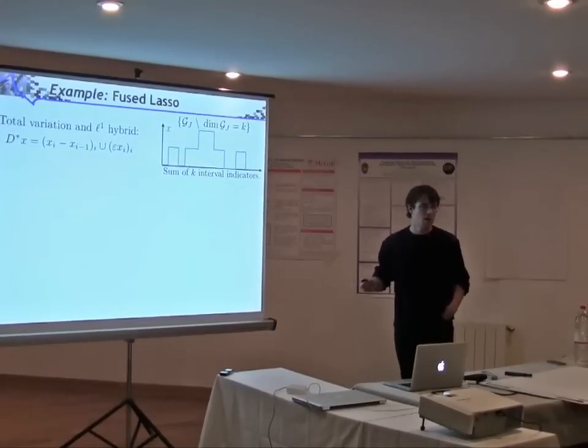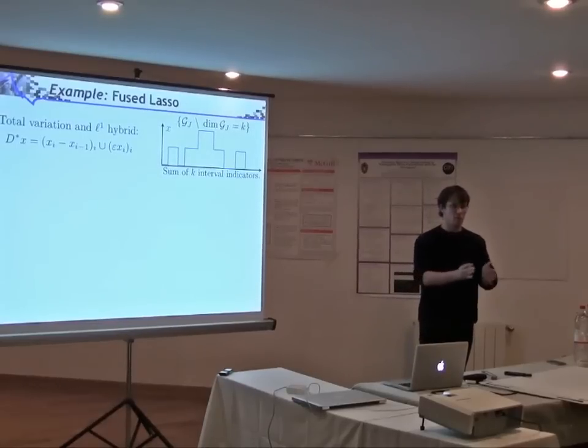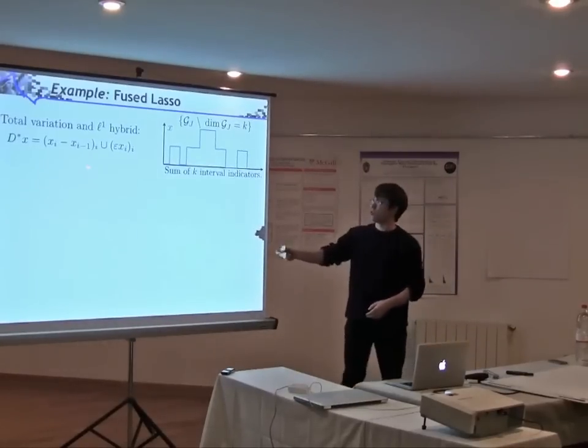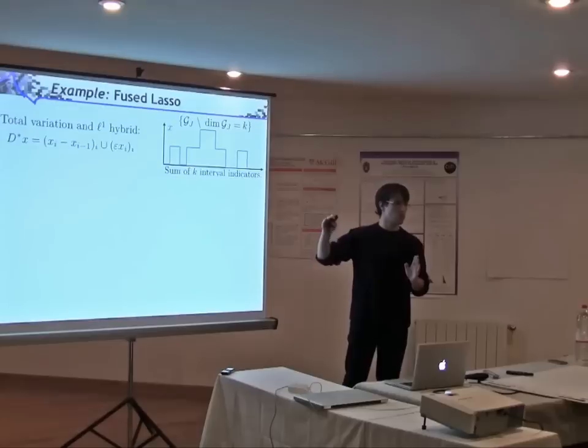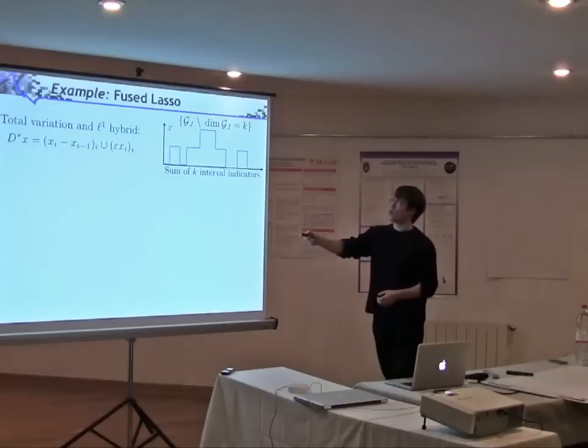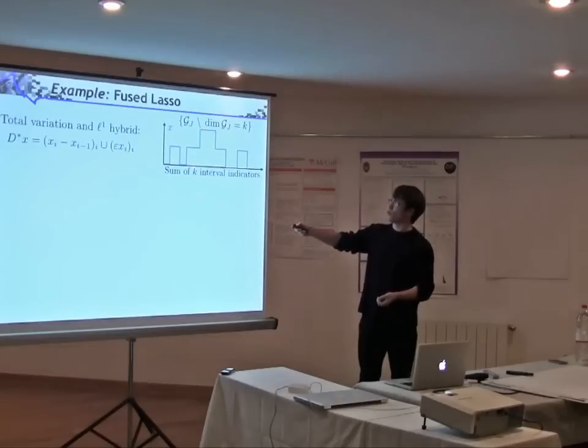And the goal here is to model signals that appear in disjoint blocks. Okay? So you will have blocks because TV will force some kind of piecewise constant behavior, and you will have isolated blocks because you penalize the L1 norm by some epsilon. The typical signal is actually a sum of different blocks. Sometimes they can overlap, but most of the time they will be disjoint.